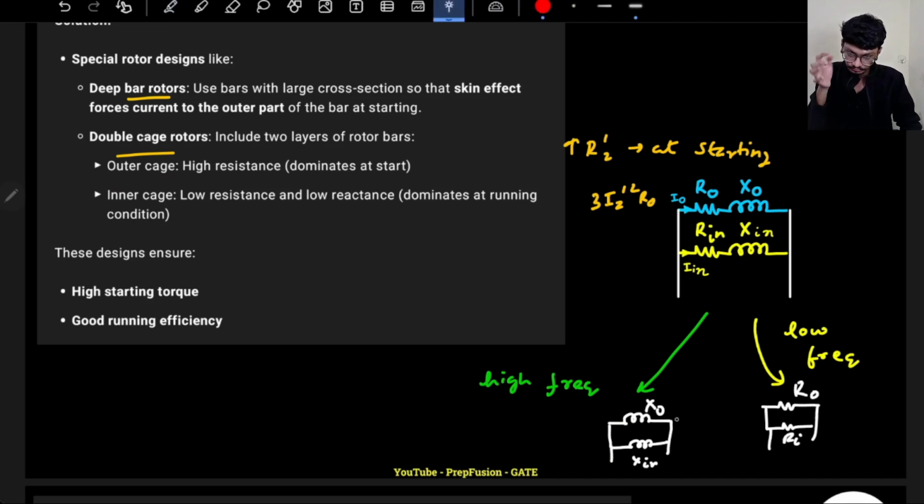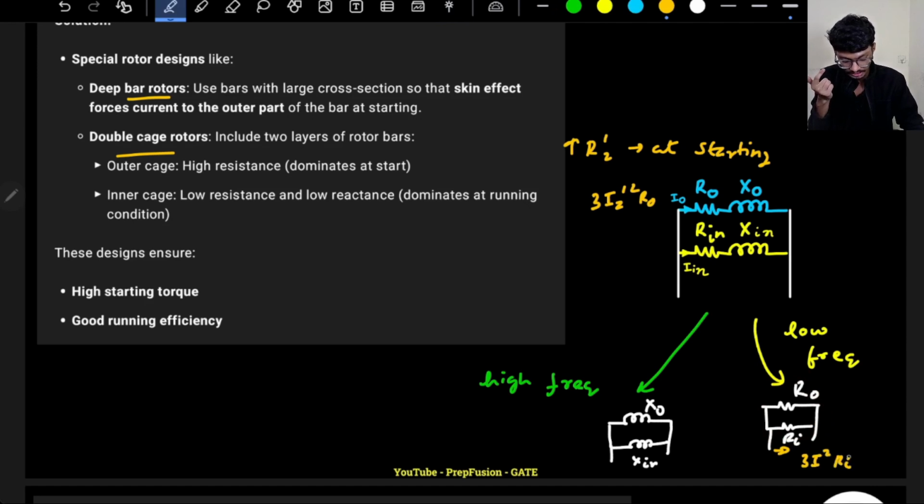But during running condition, because the slip has reduced, the ratio will now be decided by the resistance. So most of the current will flow through this Ri. So basically my power will be 3I square Ri. Ri is low, so basically the losses will also be lower here. Okay, we don't want to have a higher loss, right? So I hope you have understood this point.